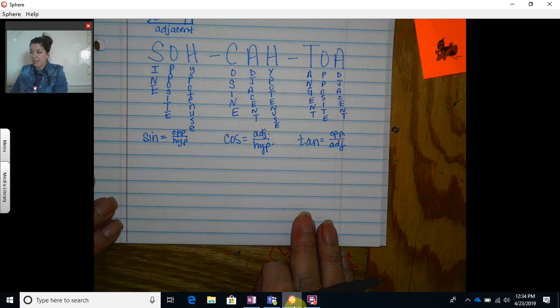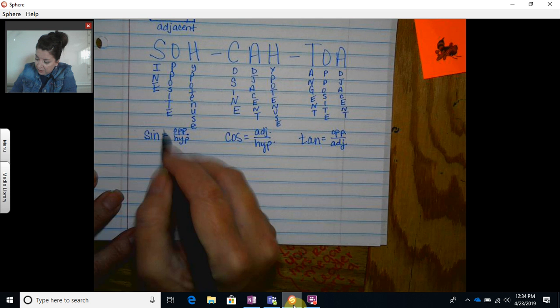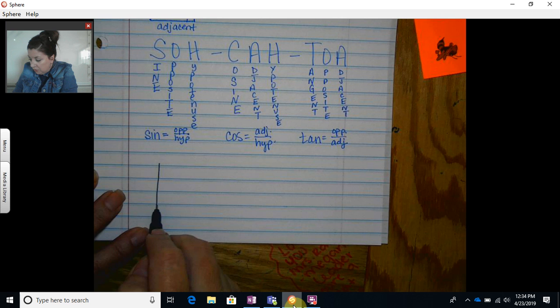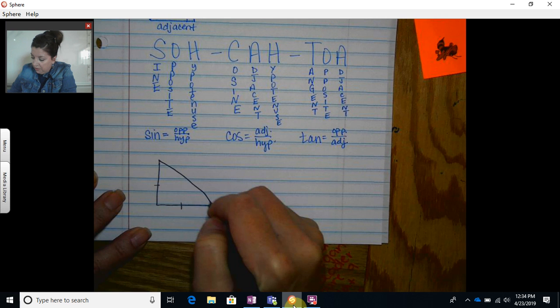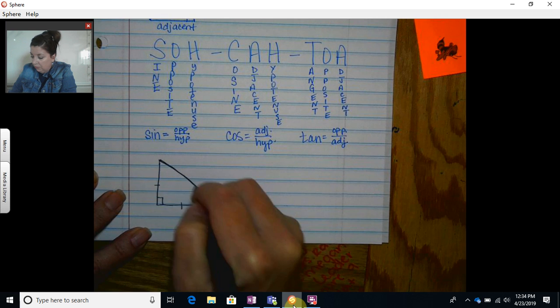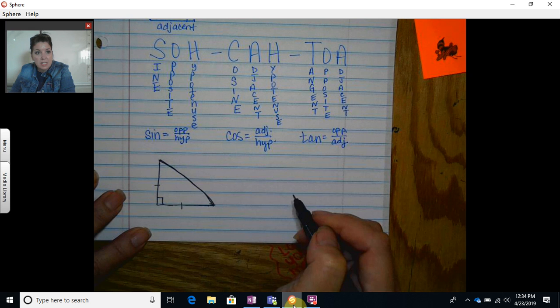Okay? So in the 45-45-90, the two side lengths are congruent, and then of course you have the hypotenuse. And remember that the hypotenuse is the longest side in a right triangle, right? And the sides have a relationship to each other. So the two shorts, let me label these angles.